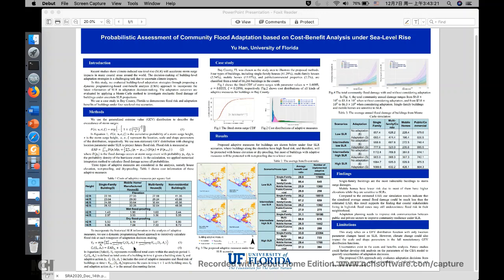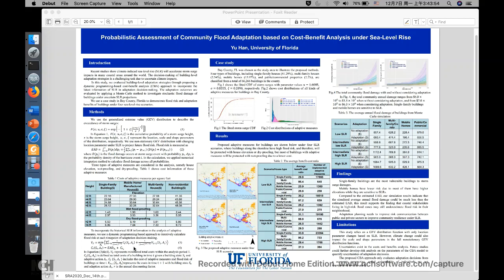First, I used a generalized extreme value distribution to describe the occurrence of storm surges. There are three kinds of parameters in the distribution, which are location, scale, and shape parameters. I use a non-stationary GEV distribution with a changing location parameter to forecast the future flood risk. Three kinds of adaptive measures, which are house elevation, wetproofing, and dryproofing, are considered in the analysis.